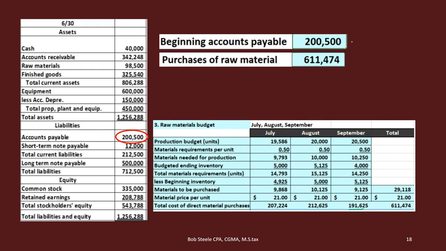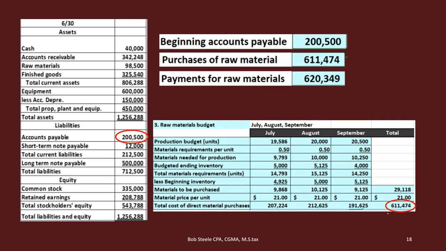And then we're going to say, okay, then we had purchases of raw materials. Remember, the assumption is that we purchased all of it on account. So we purchased everything on account. In this case, for the entire month, we purchased 611,474, all of it on account. So that would increase the accounts payable.